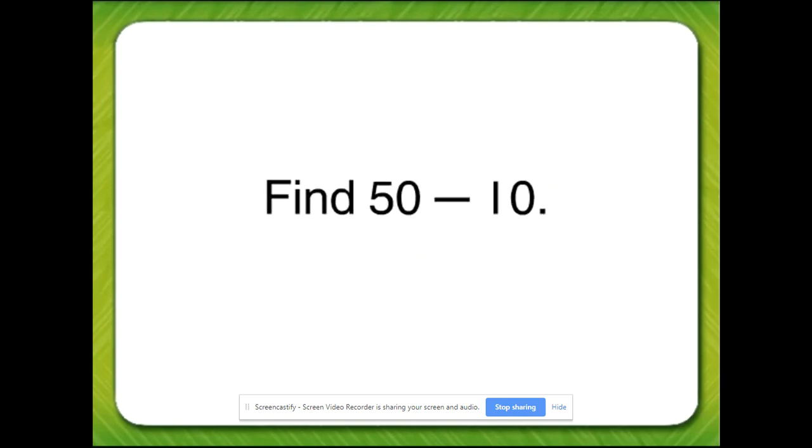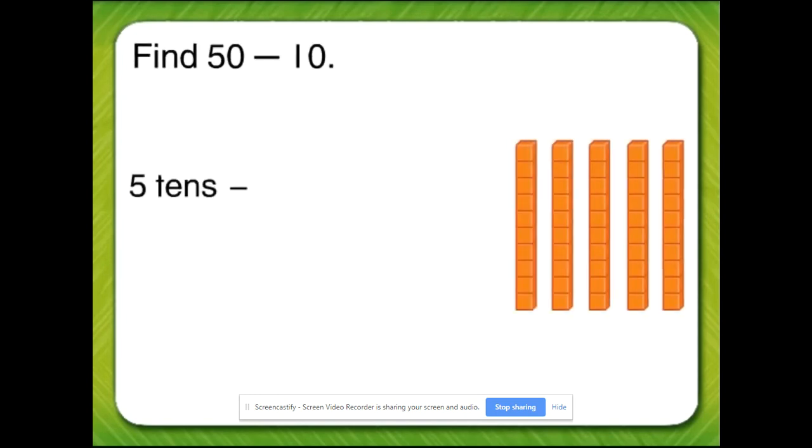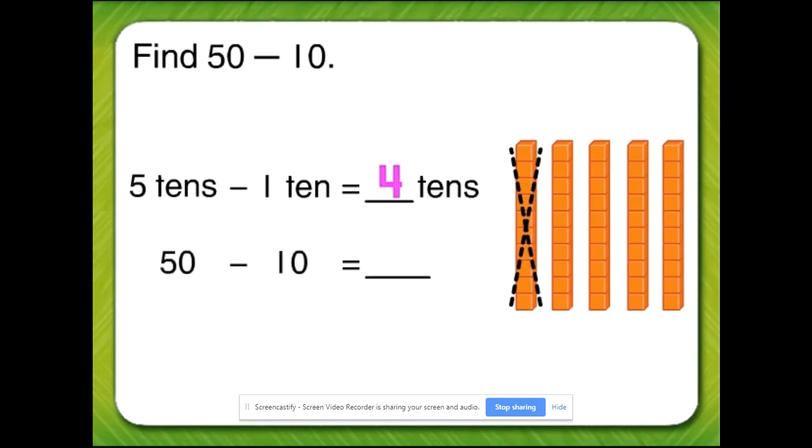Find 50 minus 10. Use 5 10 rods to show 50. To subtract 10, cross out 1 10 rod. That leaves 4 10 rods. 5 tens minus 1 ten equals 4 tens. So 50 minus 10 is 40.